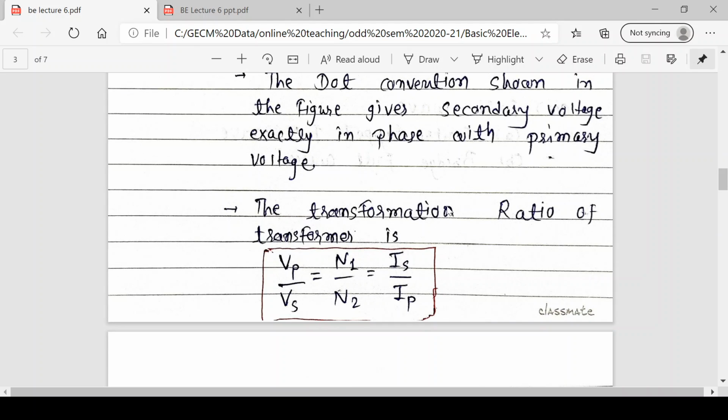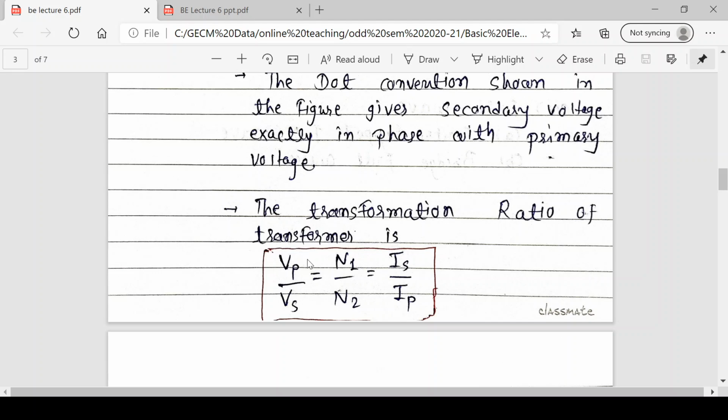Now the transformation ratio of the transformer, as you know, it might be stepped up or stepped down. So what is the turns ratio? Primary voltage upon secondary voltage is equal to primary turns upon secondary turns is equal to secondary current upon primary current. So this is called transformation ratio of transformer.